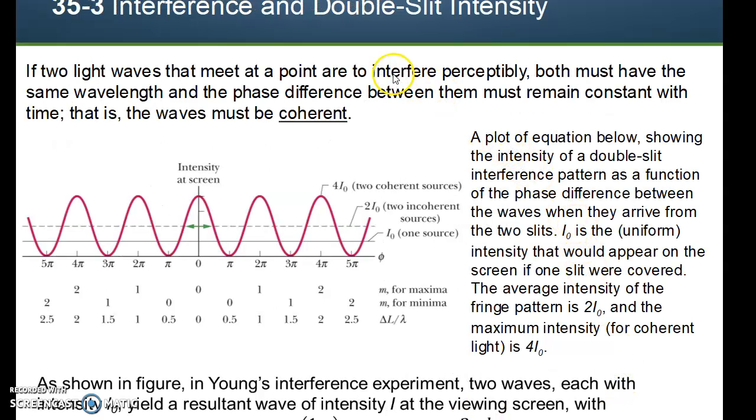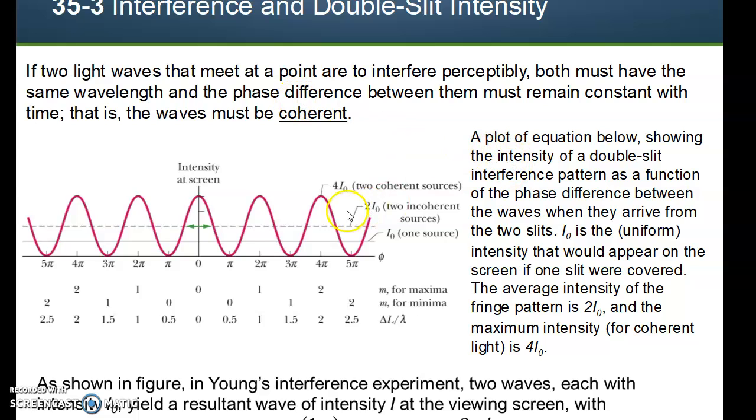Now when you have the interference and double slit intensity, so instead of just looking at the interference pattern, we're going to look at the intensity associated with that. If two light waves that meet at a point are to interfere perceptibly, both must have the same wavelength, and the phase difference must remain constant with time. In other words, they must be coherent.